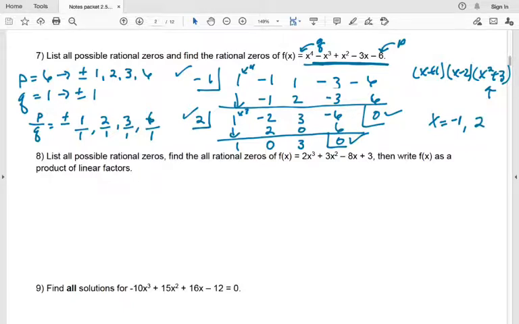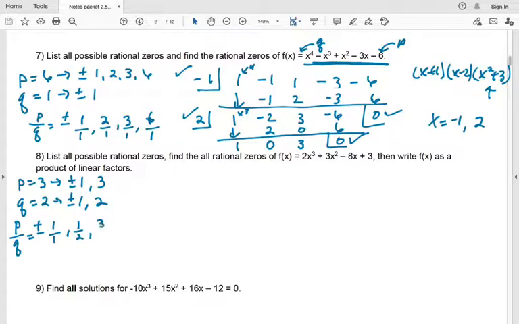All right, let's try another one. On this next one, my p-value equals 3, which means my factors are plus or minus 1 and 3. My q-value is 2, which means my factors are plus or minus 1 and 2. So when we do p over q, we're going to do each p over each q. So plus or minus 1 over 1 and 1 over 2, and then plus or minus 3 over 1 and 3 over 2. All right, these are all of my possible roots.